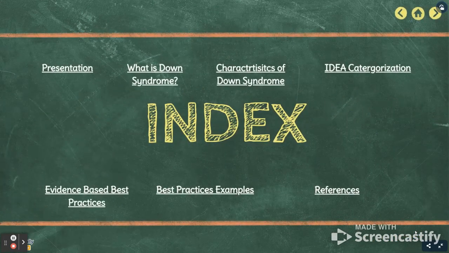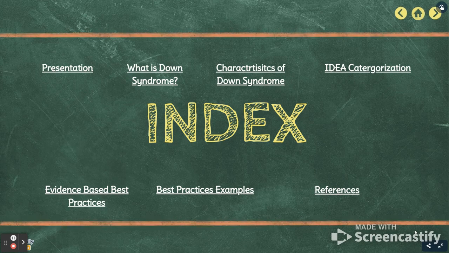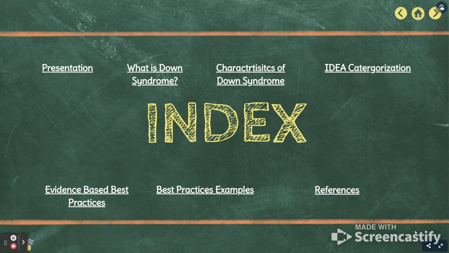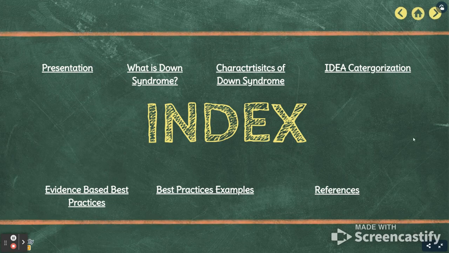So, here we just have the index. Again, we're going to be going over what is Down syndrome, characteristics, the idea of categorization, evidence-based best practices, and then me demonstrating the evidence-based best practices. And then, of course, we have my reference page, which should be at the end of the presentation.